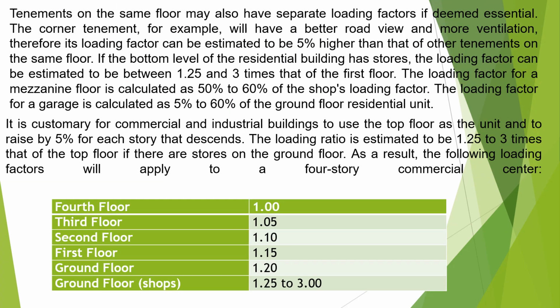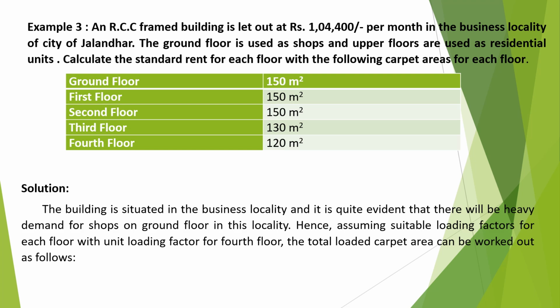And for a commercial building, you may use the values on the opposite side. For a commercial building, the upper floors will have a lower value, and as we go down, the value will be higher. If the ground floor is being used for shops, then the loading value you may take is from 1.25 to 3. So we will take these things into consideration to see how loading is applied in this example.